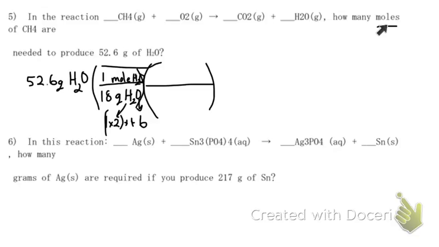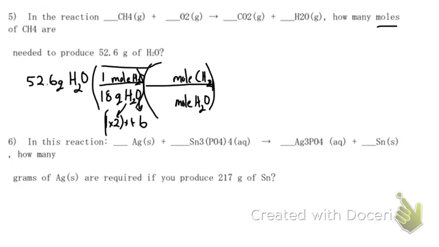And if I want to get to moles of methane, I'll need to cancel my moles of H2O. So we've got moles of water on the bottom, moles of methane on top. Now, the way I get this is from my balanced chemical equation, so I need to balance my chemical equation.